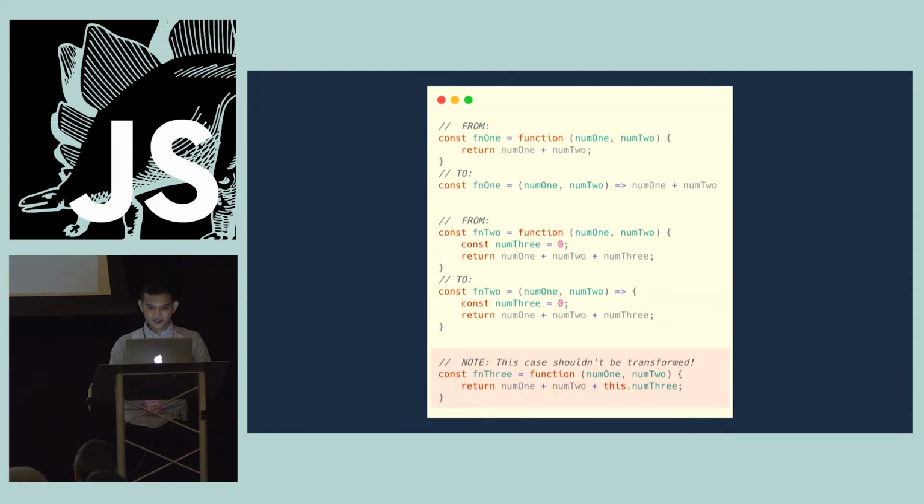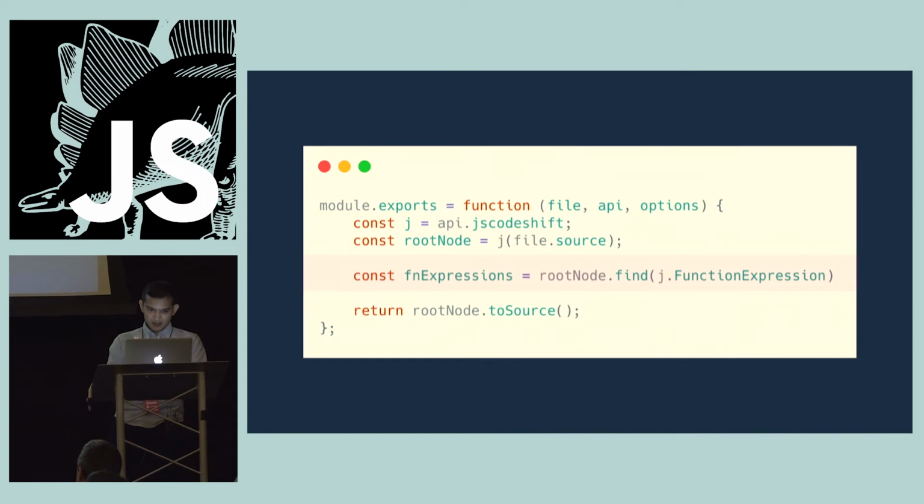All right, let's do it. First thing we need to do is actually grab all the function expressions in our file. So we're going to find all the function expressions. Find is a method that is exposed by jscodeshift on collections. And we can figure out the name of that type by using the AST Explorer tool from before. So we're going to find all the matching nodes that are function expressions, and we'll access them through this fn expressions or function expressions variable here.